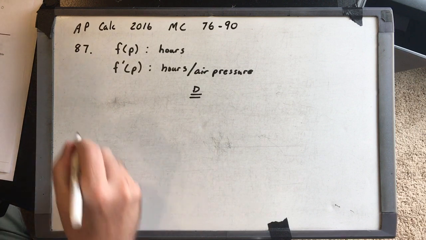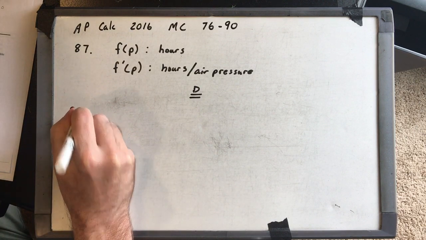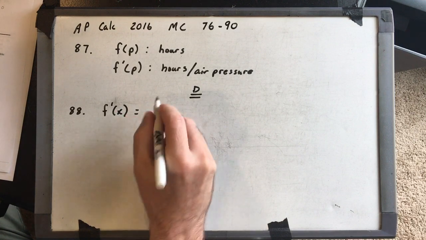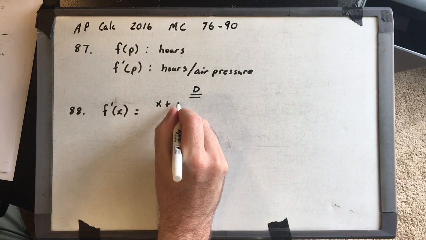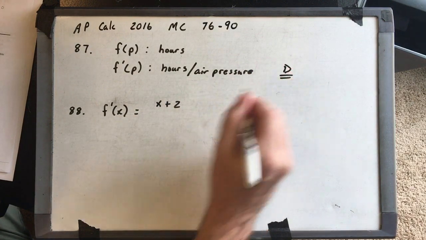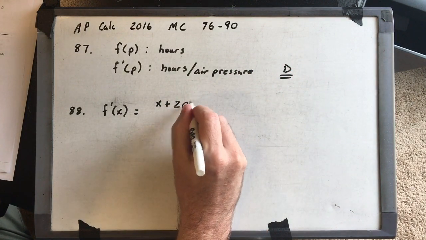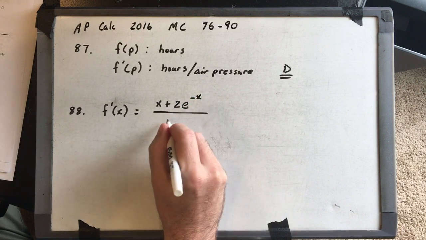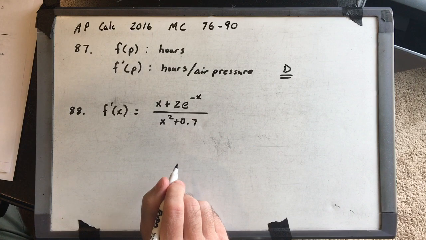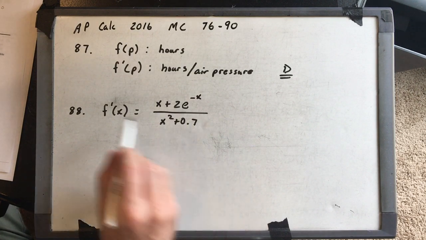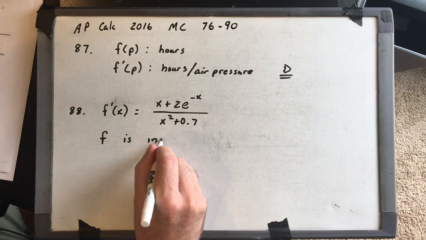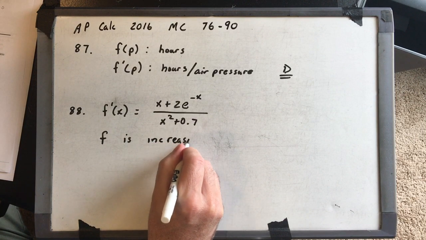Let's look at 88. It says F prime of X is equal to X plus 2 e to the minus X over X squared plus 0.7. We want to know, where is F increasing? This is the derivative. F is increasing, and the reason I keep writing these explanations out is because you're going to have to do that.